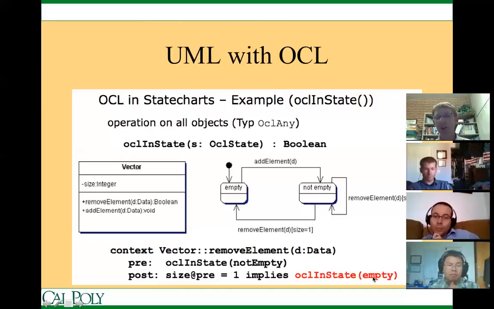So this is a logic statement saying, when should OCL state empty be true? Is essentially what's happening. And we're just defining the pre and post conditions for how remove element works. All right, so don't worry about all the details there. The point is you can put these mathematical concepts onto UML diagrams in order to make it very precise and specific.